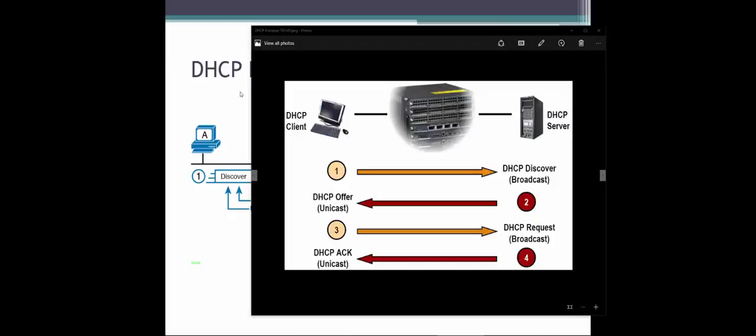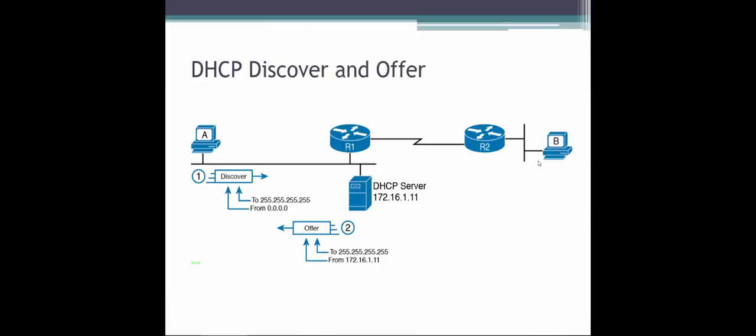In reality, so step one, we already talked about discovery. It's a broadcast. The server responds back with an offer, which is unicast. But then, the third step, it will be sent back to the DHCP server as a DHCP request, again as a broadcast. The DHCP server will respond with a DHCP ACK, which will be unicast. That way, you will get your address. So it's not just discovery and offer. It's discovery, offer, request, acknowledgement. Those are the appropriate four steps.